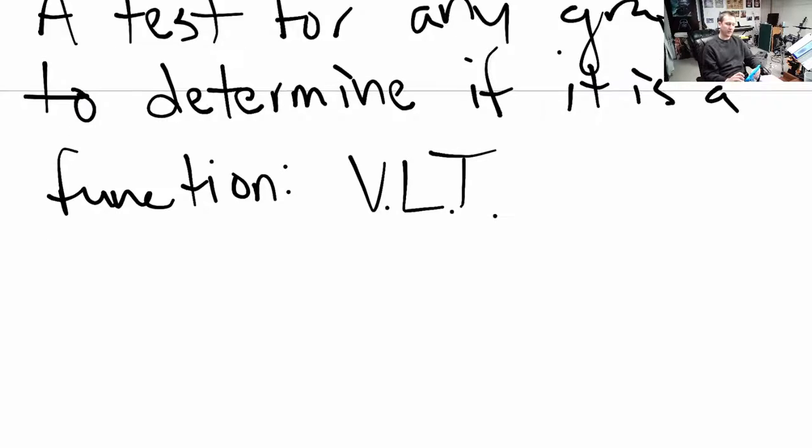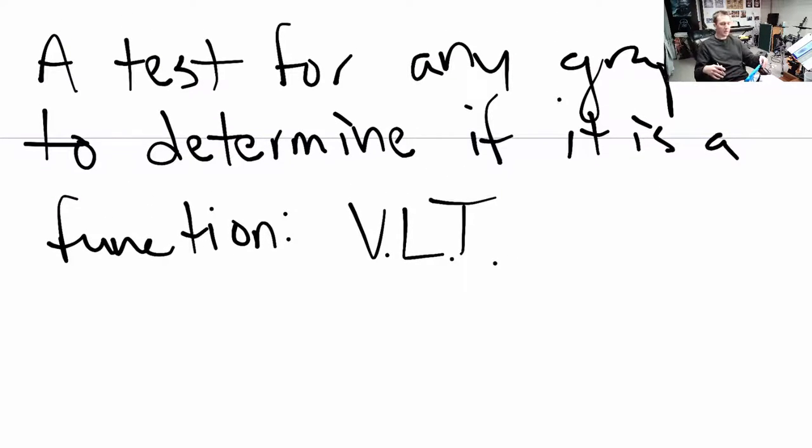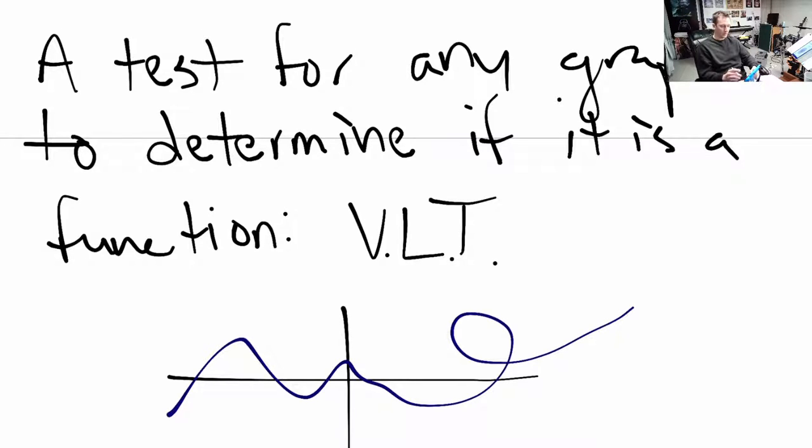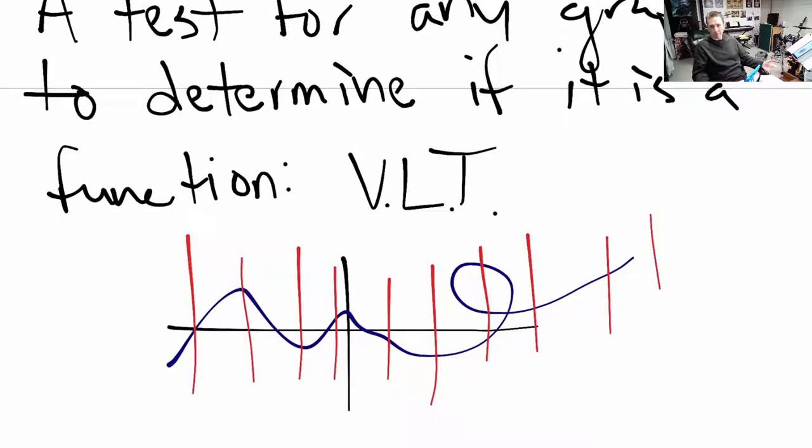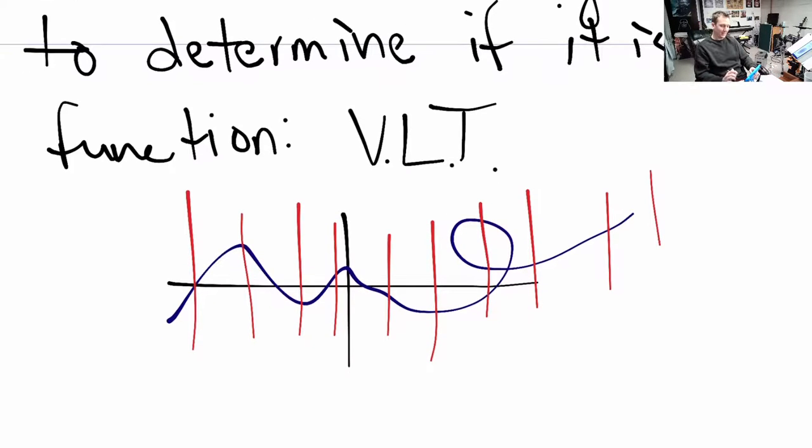Vertical line test. So if you take any graph and you just start thinking of vertical lines placed over top of that graph everywhere, so here's a random graph that I'll draw. We're just going to start thinking of vertical lines everywhere along it. I didn't draw all of them. There's lots more we could draw, but just start thinking of any vertical line. In particular, you're going to look for a vertical line which intersects multiple times.